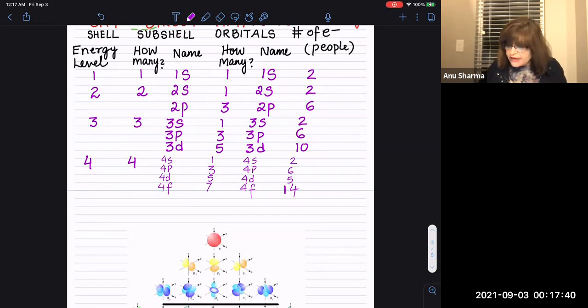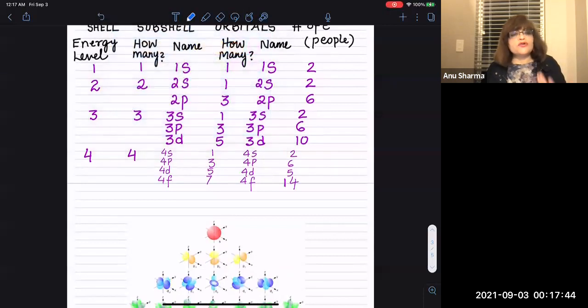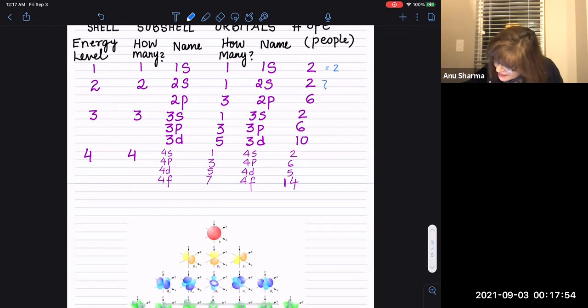So the higher the energy level, the more subshells there are. The more subshells, the more orbitals. The more orbitals, the more electrons. So if you look at it, this is 2, this is 8, this one is 18, and this guy is 32. Maximum, 18 right here, so 18 maximum total number.